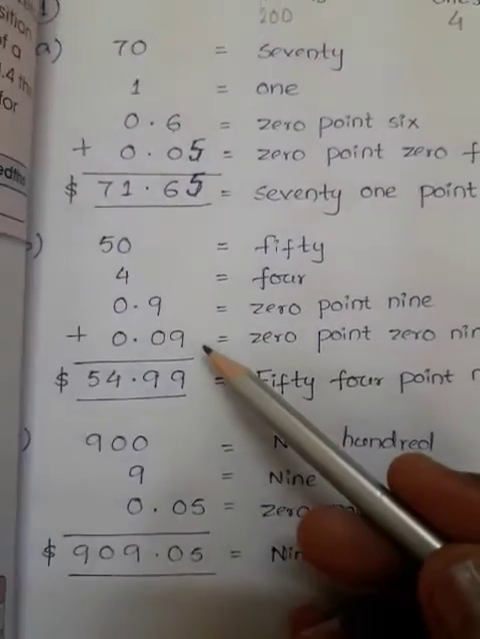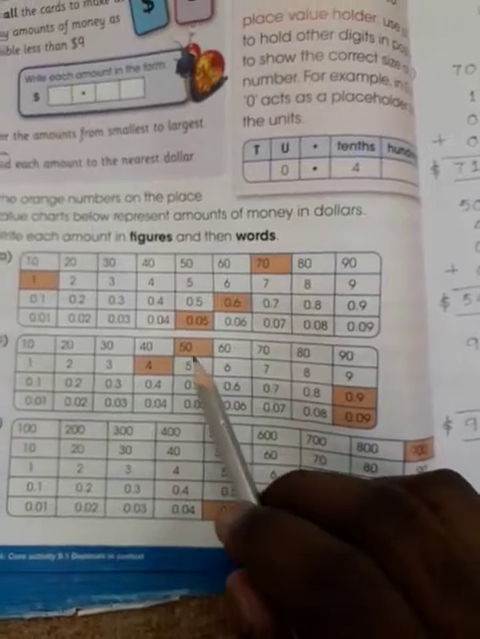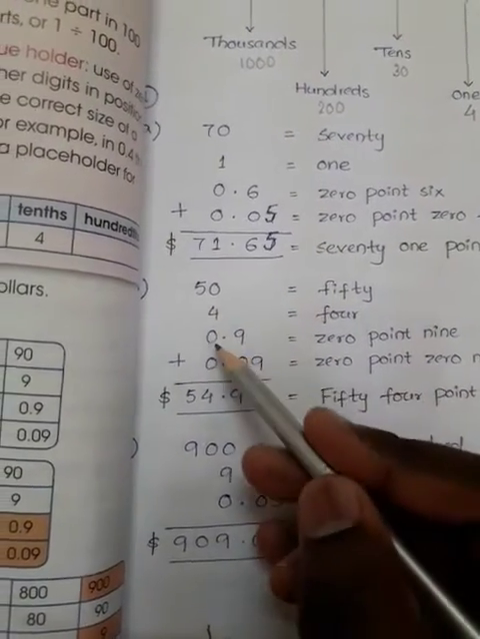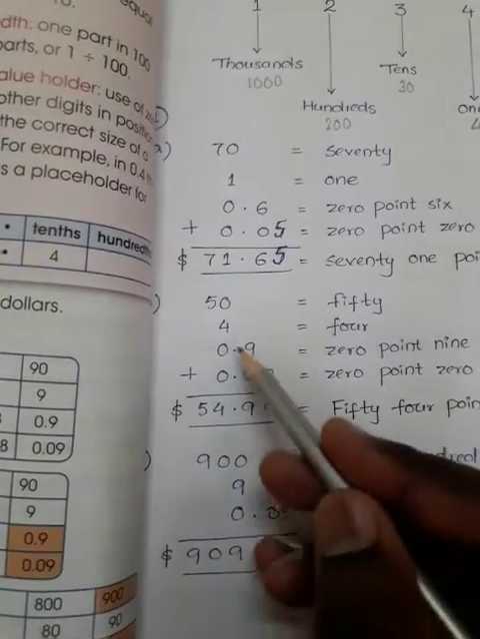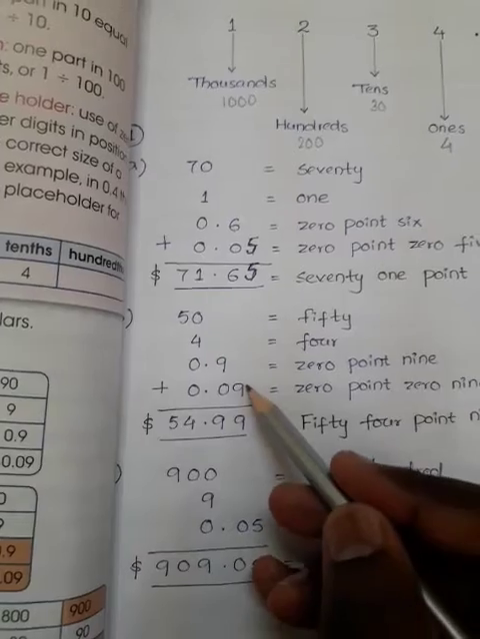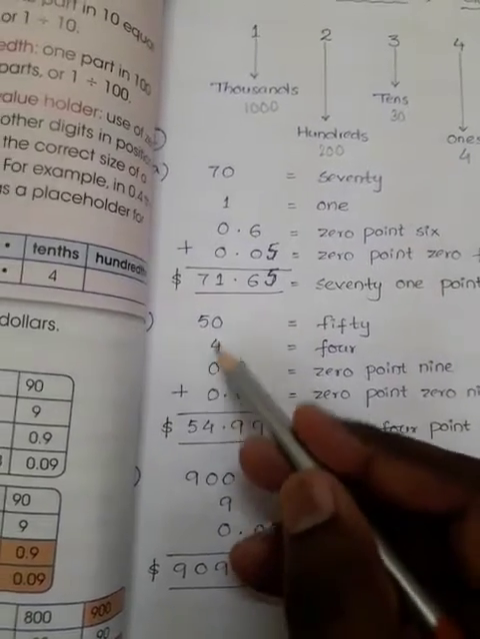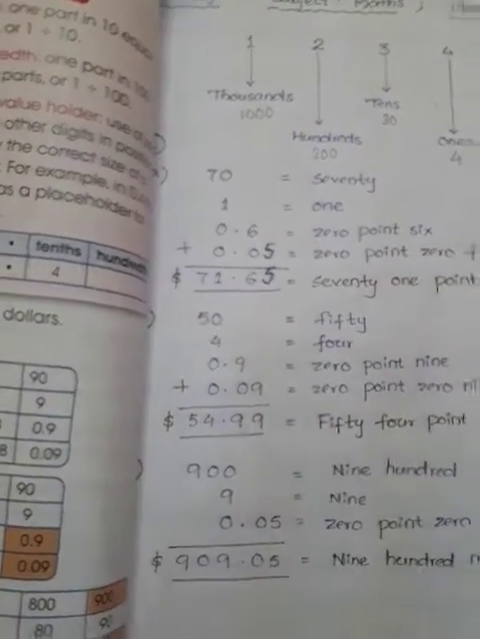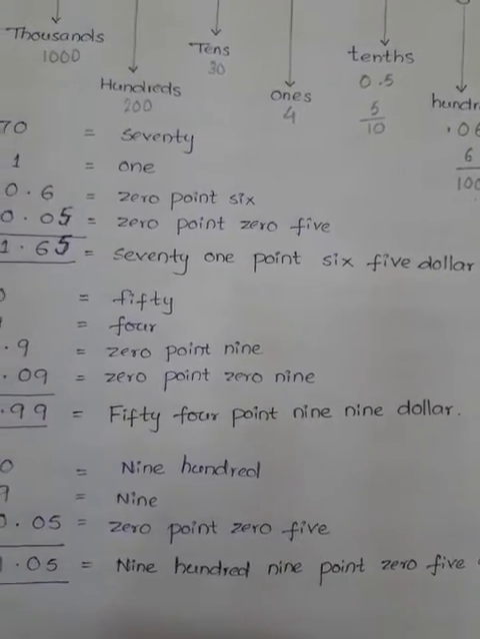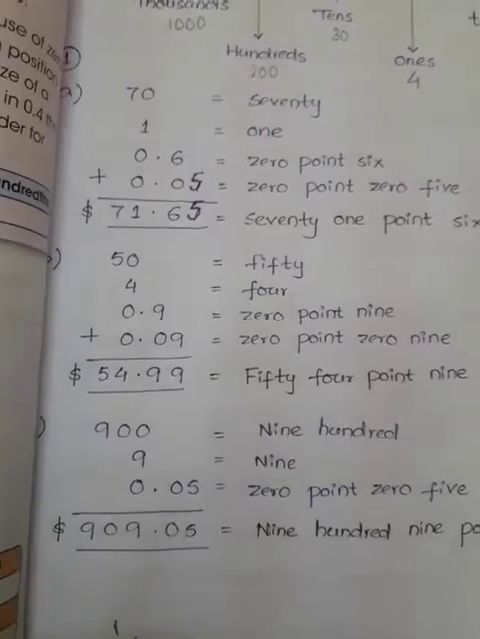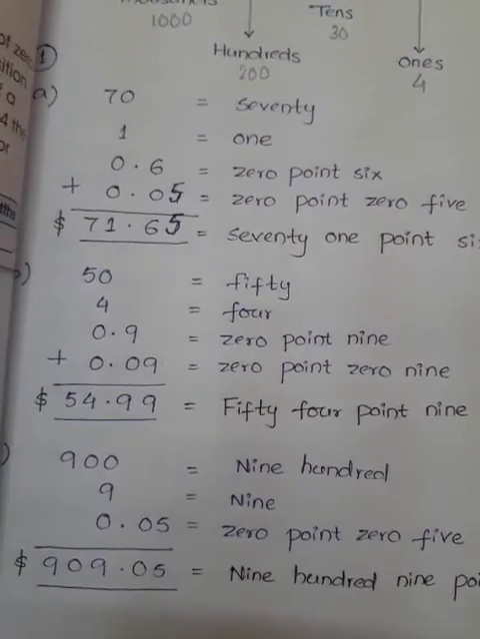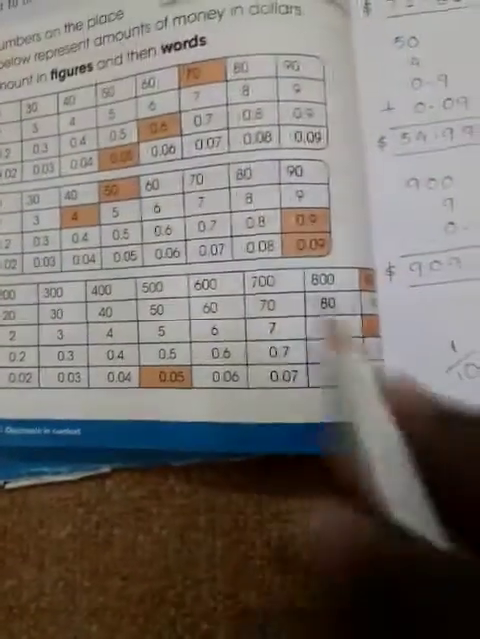Similarly, next one, number B. The first one is 50, so I read it 50. Then 4, I read it exactly in the ones place. Next 0.9, so I read it here 0.9. Then 0.09. Now I add. 9 here, then 9. Here is the 4 and 5. So $54.99 only. So we cannot say fifty-four point ninety-nine. It should be one number only. So $54.99.